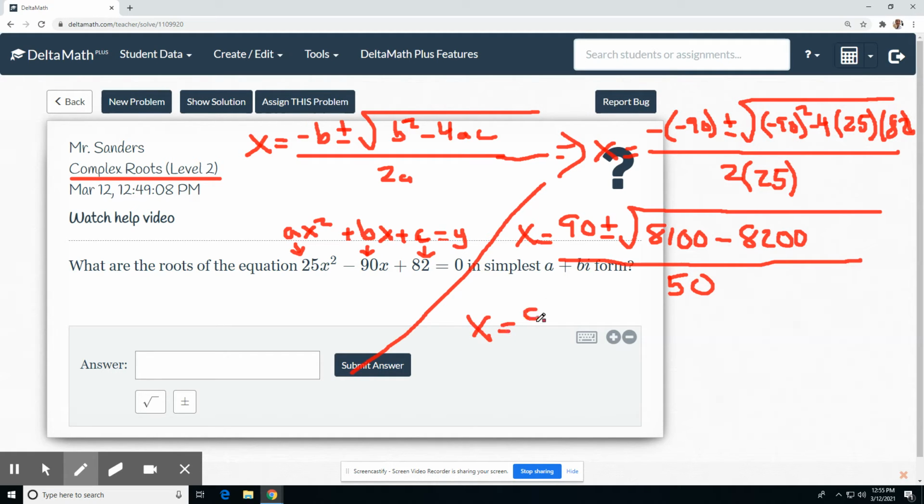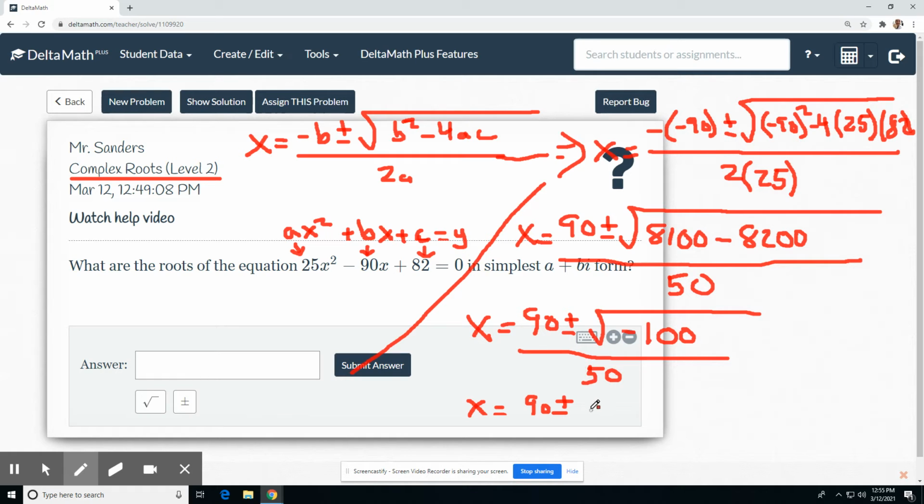x is equal to 90 plus or minus the square root of 8100 minus 8200, which is negative 100, all over 50. x is equal to 90 plus or minus the square root of negative 100, which is 10i. The square root of a negative means the i. Square root of 100, you'd treat it normally, simplifying it if need be, all divided by 50. This is telling us that it's 90 over 50 for the real part, plus or minus 10 over 50 for the imaginary part. And then we have 2 answers here.